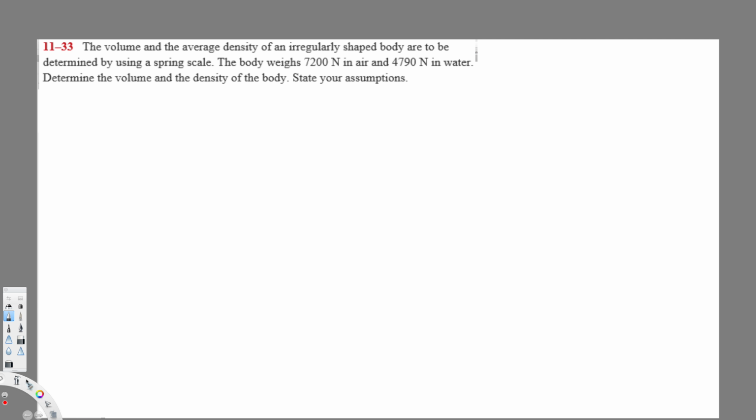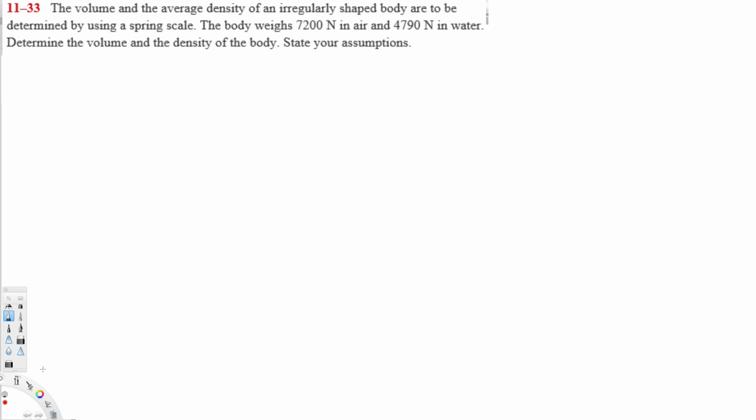Let's do this problem right here. The question is asking the volume and the average density of an irregularly shaped body to be determined by using a spring scale. The body weighs 7,200 Newton in the air, and 4,790 Newton in the water. Determine the volume and the density of the body. State your assumptions. So let's see how we can do this.